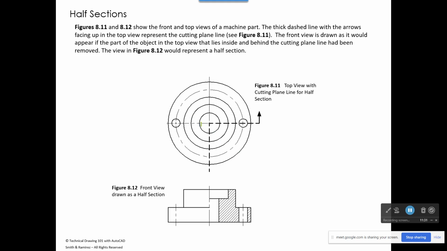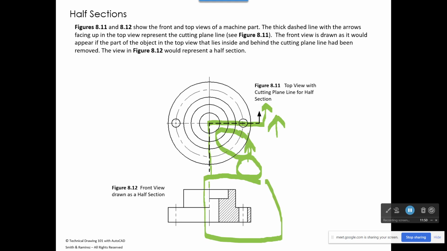So here's our machine part, and the cutting plane line comes up and across, and then here's our arrowhead. So that means we're removing this portion right here. We're looking in the direction of the arrowhead. The top of our head would be about right here, and we're looking straight up. We draw what we would see. So from this center line to the right, that's a section view. From the center line to the left, it's not sectioned.